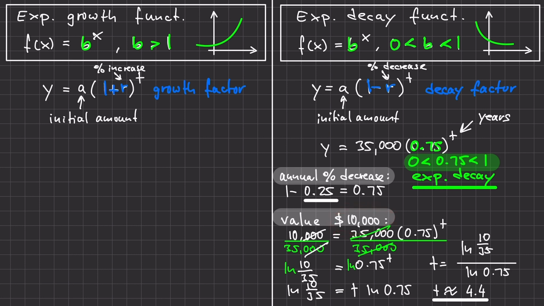Let's do an example with an exponential growth model. Let's say in 2000, the world population was about 6 billion. During the next 23 years, the world population increased by about 2% each year. Write an exponential growth model giving the population y in billions t years after 2000.